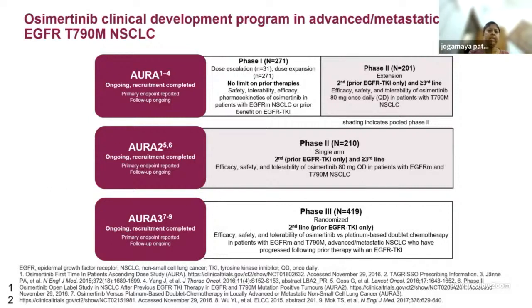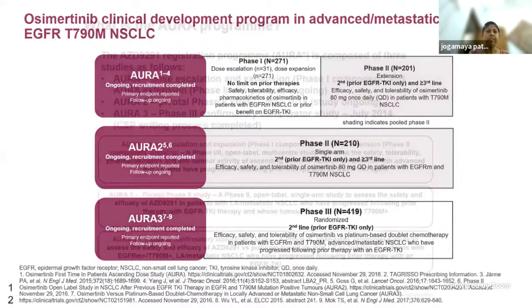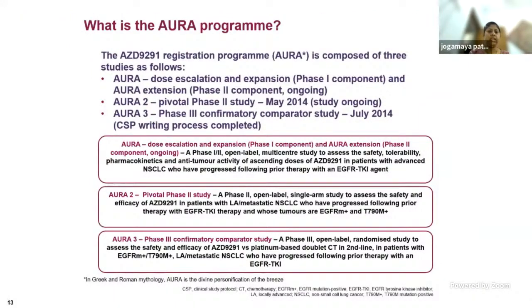There are three trials of the AURA clinical development program: AURA, AURA 2, and AURA 3. Phase 1 and phase 2 studies were in the AURA trial, a phase 2 study was in the AURA 2 trial, and AURA 3 was a phase 3 trial testing osimertinib in the second line setting with prior EGFR TKI. We have already discussed this.